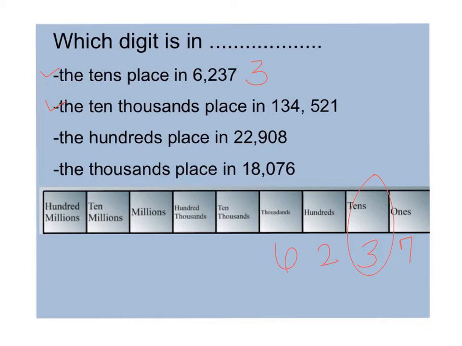Which number is in the 10,000s place? In 134,521, again, if you know place value, you can look right at the 10,000s place. But if you don't, let's use our chart again to help us. We might need a refresher after summer break. So what number is in the 10,000s place? Again, we see it's the 3. Okay, let's look at the next one.